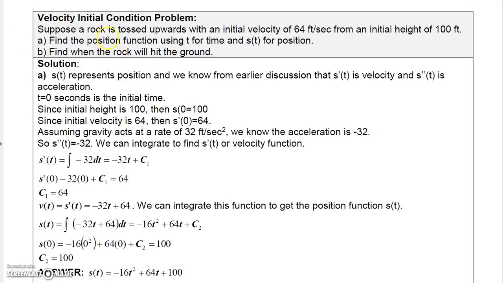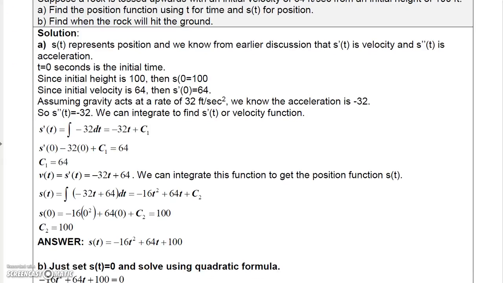Alright, suppose a rock is tossed upward with initial velocity of 64 feet per second and initial height of 100 feet. Find the position function s of t for position, and then find when the rock will hit the ground. Okay, so we know that the second derivative of position is acceleration, and using feet and seconds, we know acceleration of a falling object can be written as -32. So that's what our acceleration function is going to be, -32.